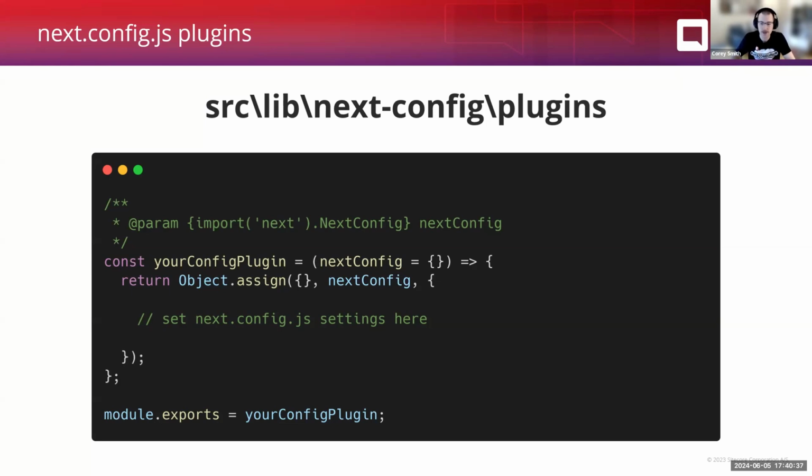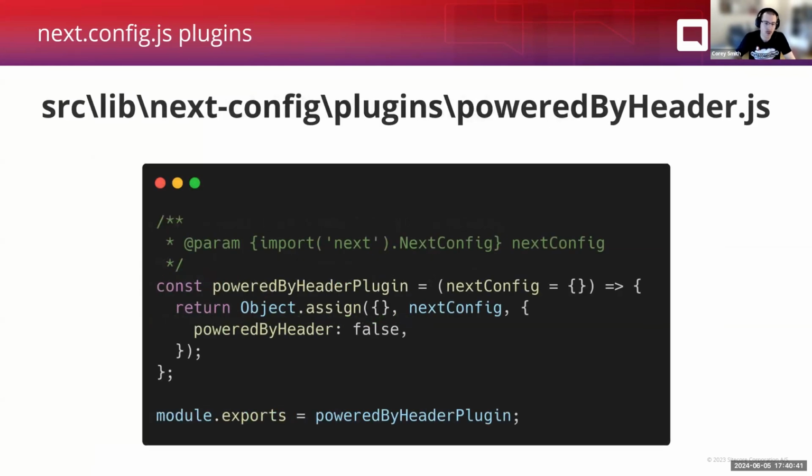So let's look at a really simple example. Say you wanted to set the powered by header to false. You just create a new file called poweredbyheader.js in the plugins folder. Inside of it, set powered by header to false. And then the next time you build your application, this will get merged into the Next.js config. And yeah, the powered by header won't show up anymore.